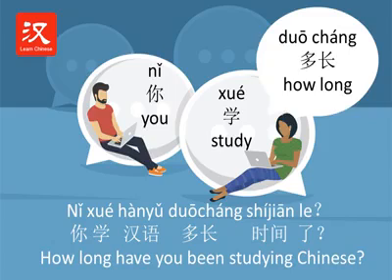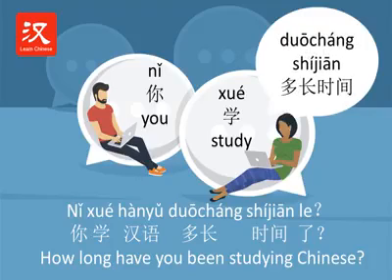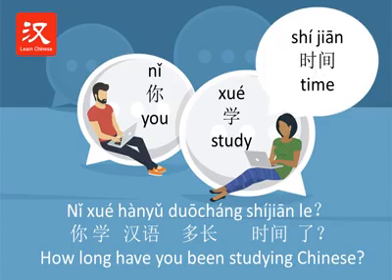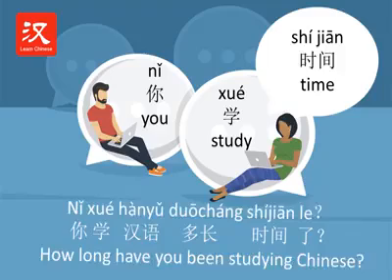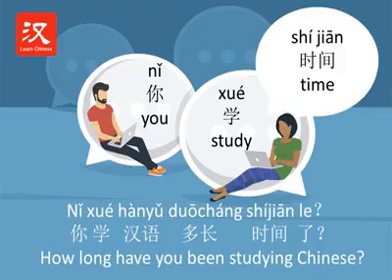Here we can say 多长时间, which literally means how long time. 时间, time. 多长时间, how long? Right. Put all the phrases together, it's 你学汉语多长时间了？ How long have you been studying Chinese? Remember, the ending 了 is a particle word, meaning the completion of an action.